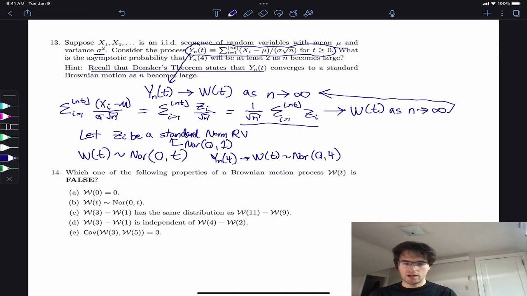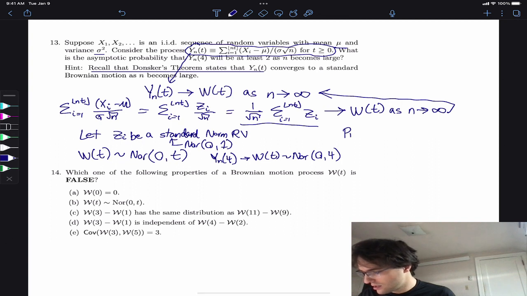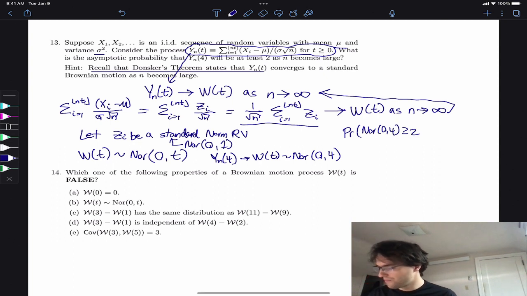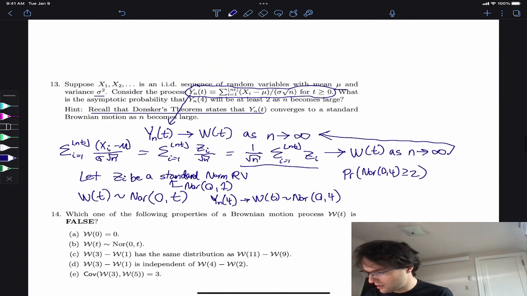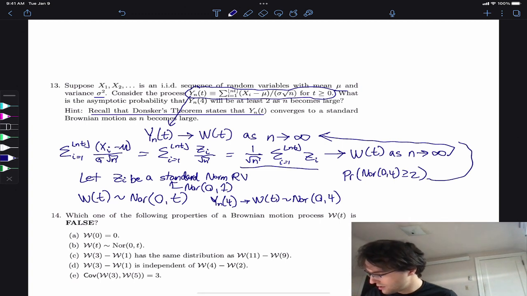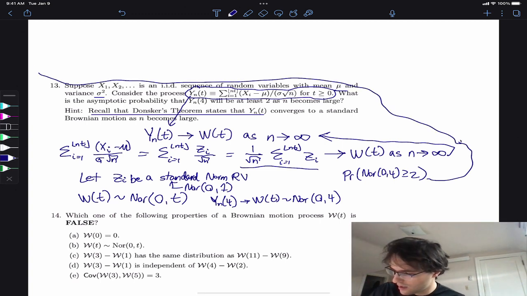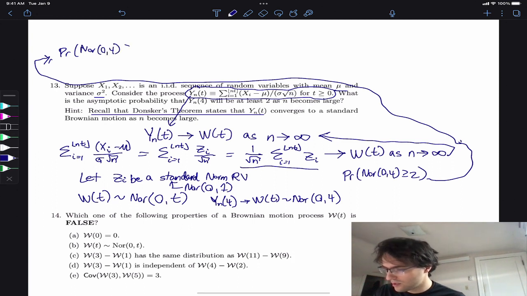And we want to find the probability that the normal 0, 4 will be at least 2, right? And so that's the way we go about doing that. Let me start using some space up here. So how do we find that? We want to find the probability that a normal 0, 4 is greater than or equal to 2.